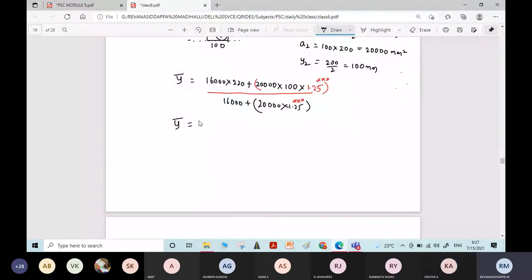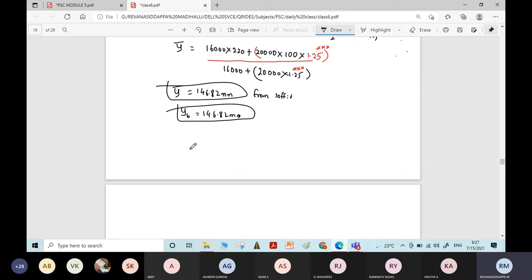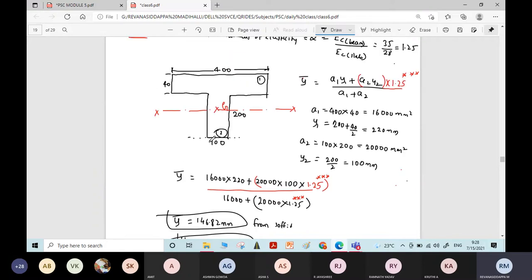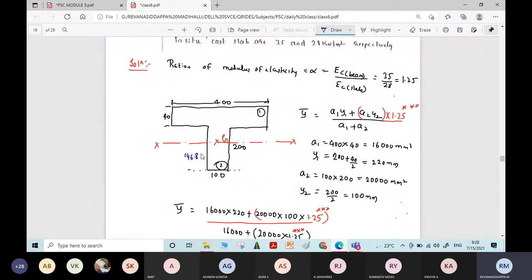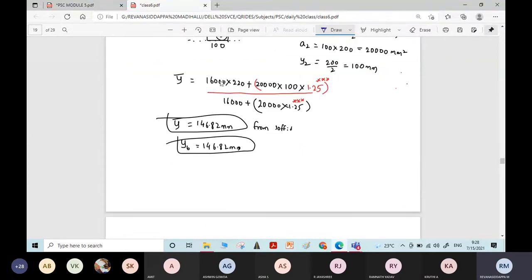146.82, sir. Yes. 146.82 mm. This is from the bottom fiber, from the soffit. We'll call it YB, meaning the distance from the base of the section. This is YB. If you want to find it from the top fiber, that is YT, you can find it: overall depth minus that 146.82 gives the distance from the top fiber.